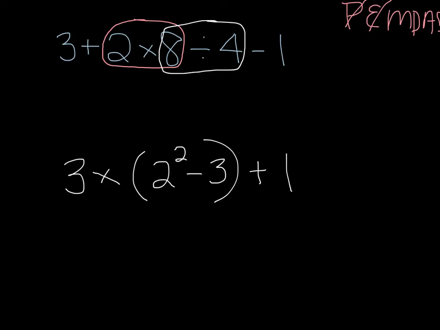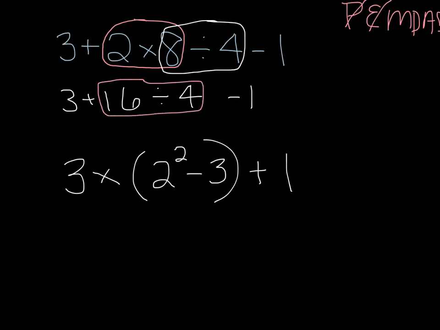Let's do the 8 times the 2. So whatever you're doing, you point it out, but you need to leave everything that you're not doing. So if I do my 8 times 2, I get 16 divided by the 4 minus 1. Now I can do my division. So my 3 plus and my minus 1 stay. So now I have 16 divided by 4, which is 4. So I've done my multiplication and division. Now I can add and subtract left to right. So I have 3 plus 4 is 7, minus 1 is 6.